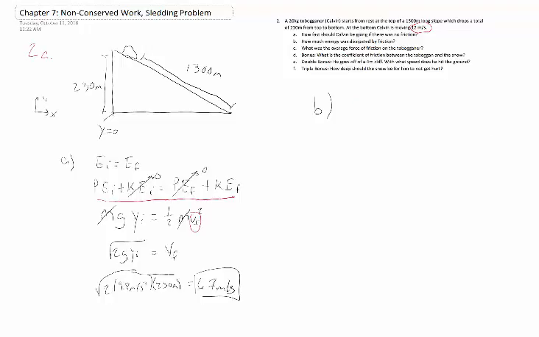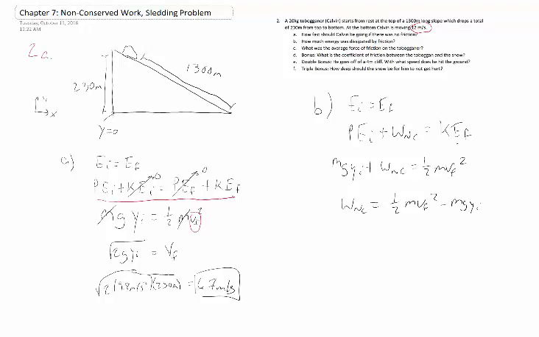If we get our energy equation again, energy initial equals energy final. The potential energy initial plus the work not conserved equals the kinetic energy final. So we have mgy initial plus work non-conserved equals 1/2 mv final squared. Notice I cannot cancel out the m's this time because there's no m in the work non-conserved term. Let's solve for work non-conserved. It's equal to 1/2 mv final squared minus mgy initial.